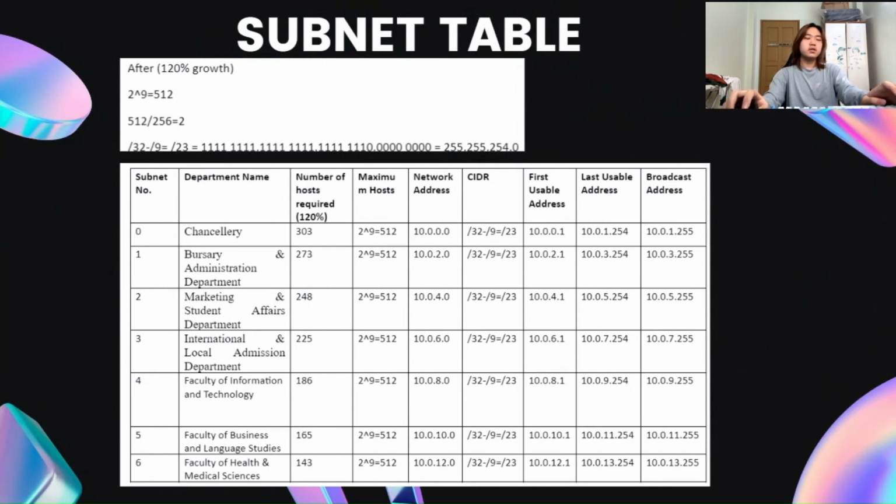So for the following, you can plus 2 for the next network address. For the broadcast address, we are using the next network address, like 10.0.2.0, minus 1, and we get here the first one. The broadcast address is 10.0.1.255. And the first usable address, 10.0.0.1, comes from the network address plus 1. And for the last usable address, we are using the broadcast address minus 1, and we get 10.0.1.254.